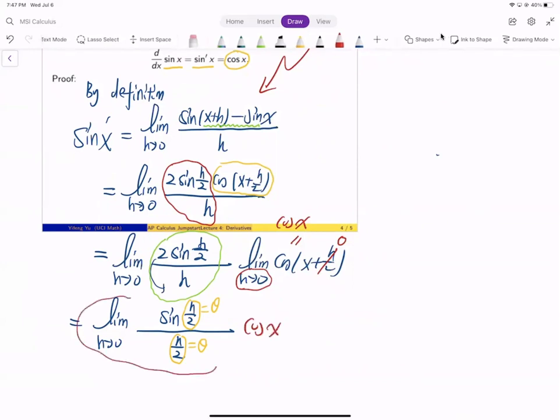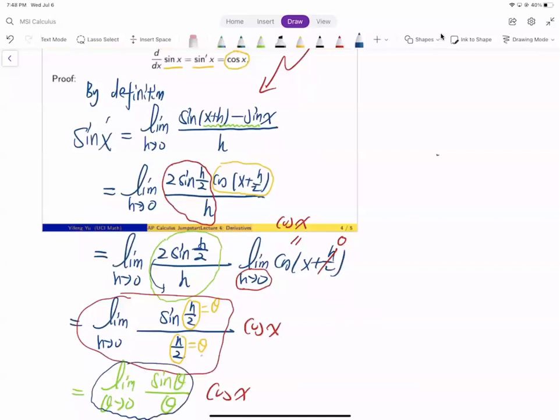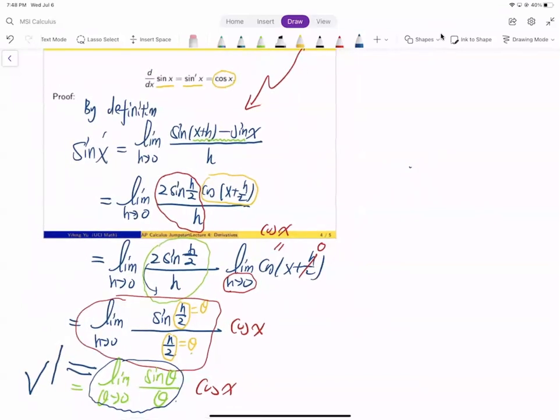Now, what is this one? This one is just the limit as theta goes to 0, because theta is just h over 2, so theta goes to 0. And this is sine theta over theta times cosine x. Now, what is the limit of sine theta over theta? Remember, this is what we derived in a previous video. The limit of this one is 1 by a geometric approach. So we established before that the limit of this one equals 1. So this is what we need in order to establish that the derivative of sine x is cosine x.